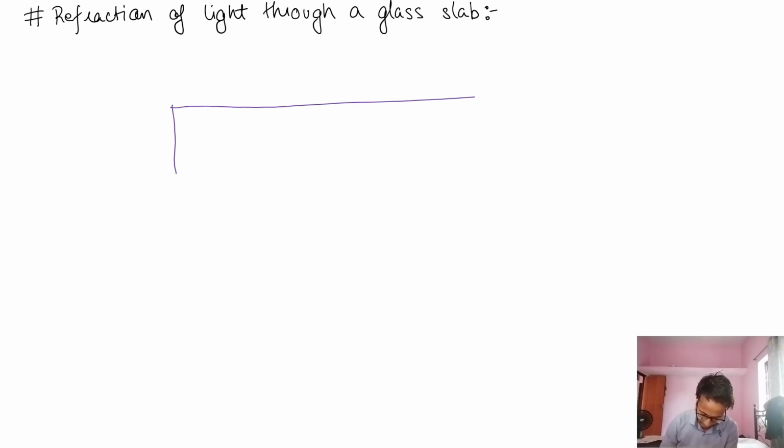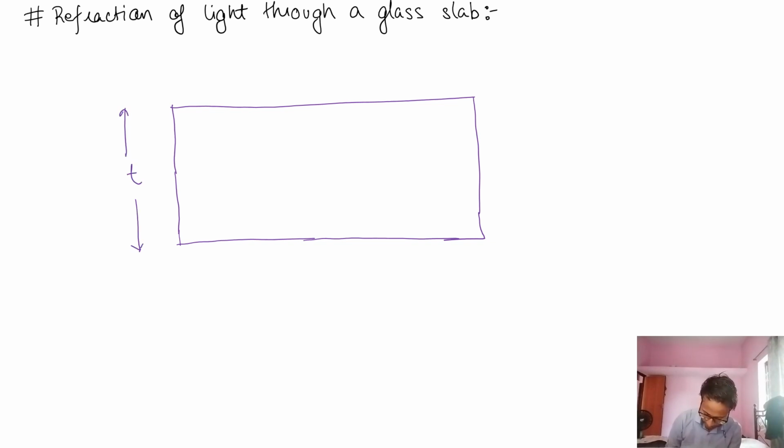What you are now going to study is refraction of light through a glass slab. Okay. Refraction of light through a glass slab. In this section, there is a glass slab. Okay, the thickness of the glass slab is T.